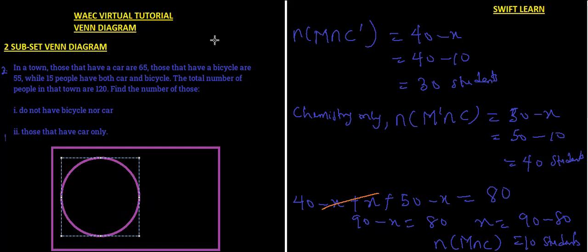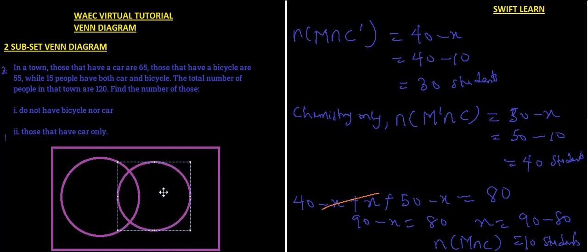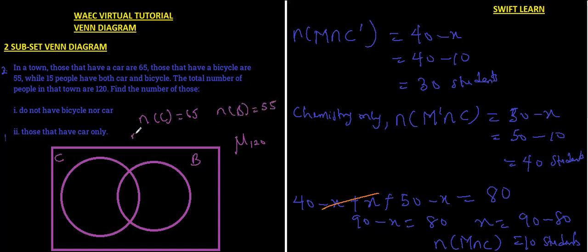So let me draw the one for this for my bicycle. Are you with me now? So these are car, this is bicycle, and this is what? Universal set. The universal set we are told is 120. Those that have car, best thing is to write it this way: car 65, number of bicycle is 55. I'm writing this because of WAEC standard.